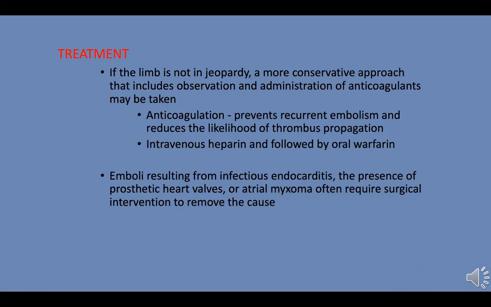If the limb is not in jeopardy, a more conservative approach that includes observation and administration of anticoagulants may be taken. Anticoagulation prevents recurrent embolism and reduces the likelihood of thrombus propagation. IV heparin sometimes is followed by oral warfarin. Emboli resulting from infectious endocarditis, the presence of prosthetic heart valves, or atrial myxoma often require surgical intervention to remove the cause.